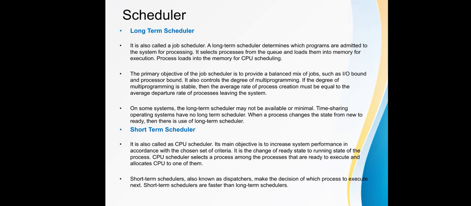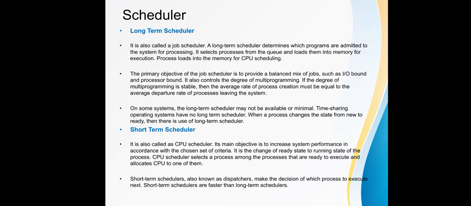Unlike the long term scheduler, the short term scheduler does not think about the job queue. It starts from the ready queue. For that purpose, such schedulers are called short term schedulers. They collect a process from the ready state and enter that process into the running state. One software program is necessary, called the dispatcher, which makes the decision of which process to execute next.